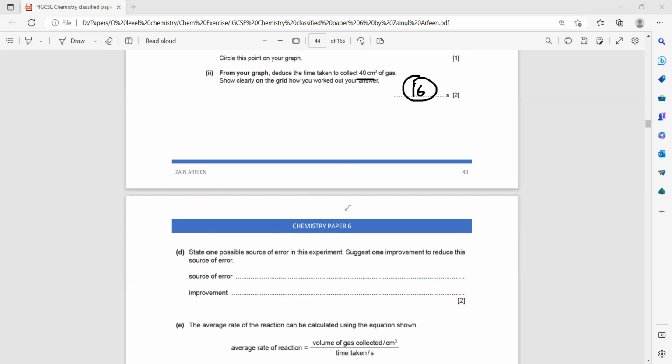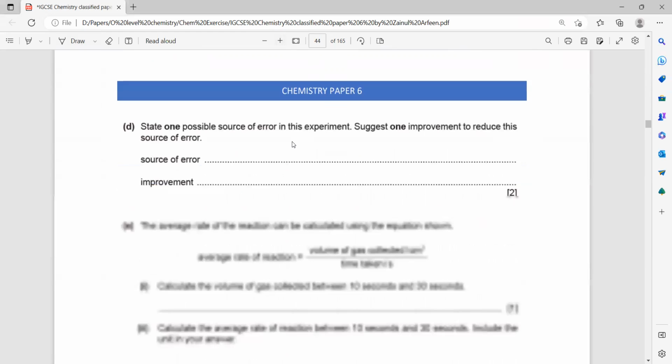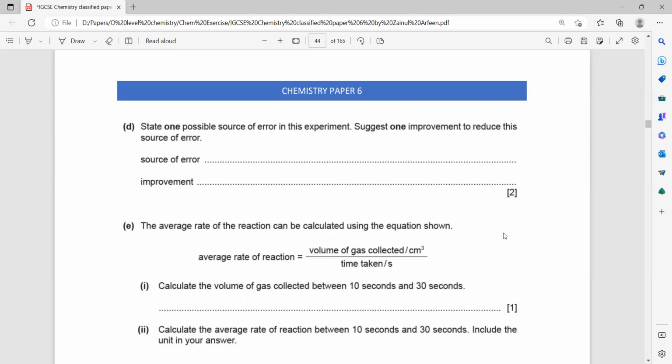Then state one possible source of error in this experiment when we are collecting gas, and suggest how we can improve this. So how can we improve this result? By using a gas syringe. Yeah, it can be because the measuring cylinder is filled with water. So we can use a gas syringe, or we can also reduce the size of the measuring cylinder.